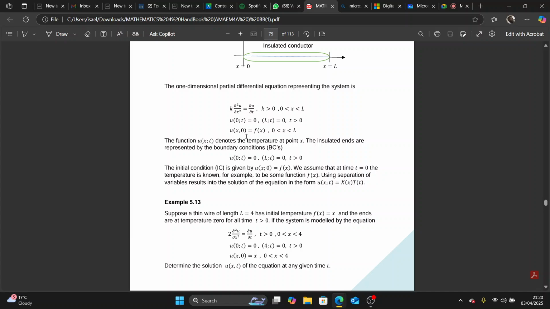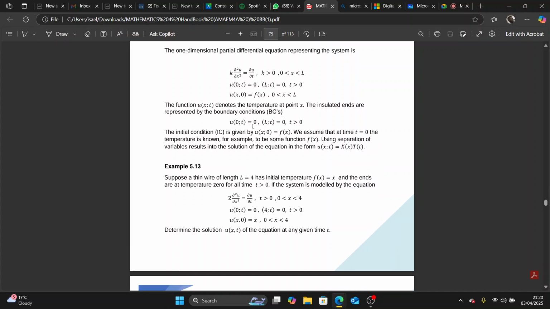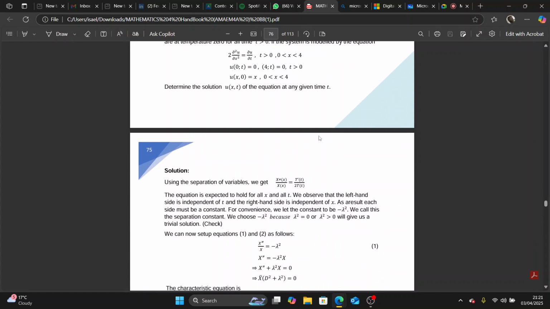They say the function u of x and t, to the operator when the insulated ends are represented by the boundary conditions BCs, u(0,t) equal to 0, u(L,t) equal to 0, t greater than 0. The initial condition IC is given by u(x,0) equal to f(x). We assume that at time t equal to 0, the temperature is known, for example, to be some function f of x. Using separation of variables results in the solution of the equation in the form u(x) is equal to this and this. Now let's look at this example, Mr. Manager.